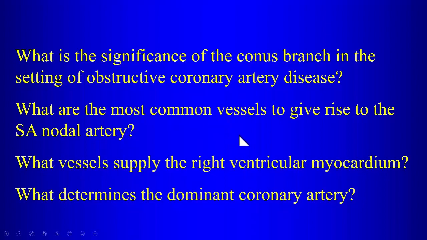Now the vessels that supply the wall of the right ventricular myocardium, we call those acute marginal branches, right? And then what determines the dominant coronary artery? The vessel that gives rise to two things. The vessel that gives rise to the posterior descending artery and supplies what? In addition to the PDA, it also supplies the posterior wall of the left ventricle.